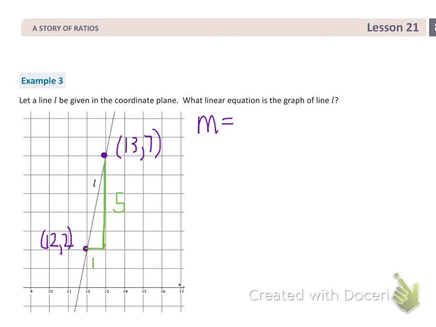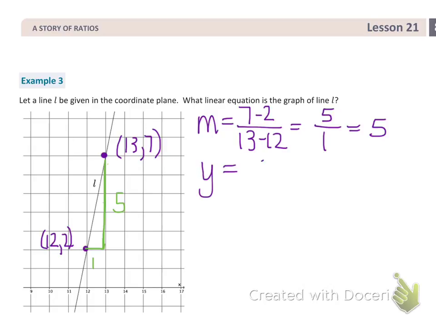So the difference in y's is 7 minus 2. The difference in x then would be 13 minus 12. And so my slope is 7 minus 2 is 5. 13 minus 12 is 1. 5 over 1 is just 5. Okay, so we've got a slope of 5. We found it 2 different ways. All right, so now we need to use the slope equation.